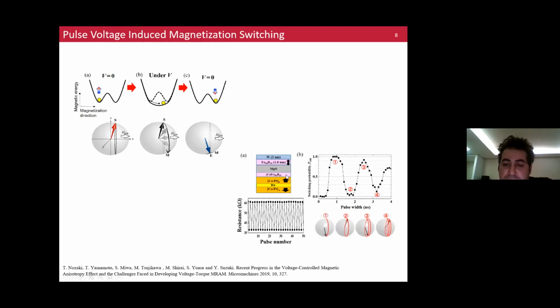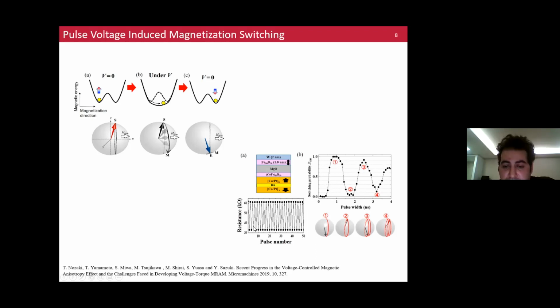Here there is an MTJ structure. The top layer is free to switch up and down, and this is the fixed layer, which is a synthetic antiferromagnetic layer. By applying pulse voltages, we can switch the magnetization state from parallel to an antiparallel state. So this is the switching probability, as you can see, and this is the pulse width of the applied voltage. And the probability is almost 1 when the time is 1 nanosecond.